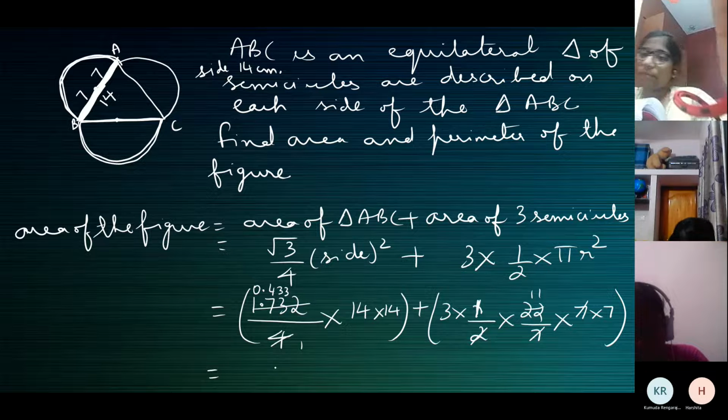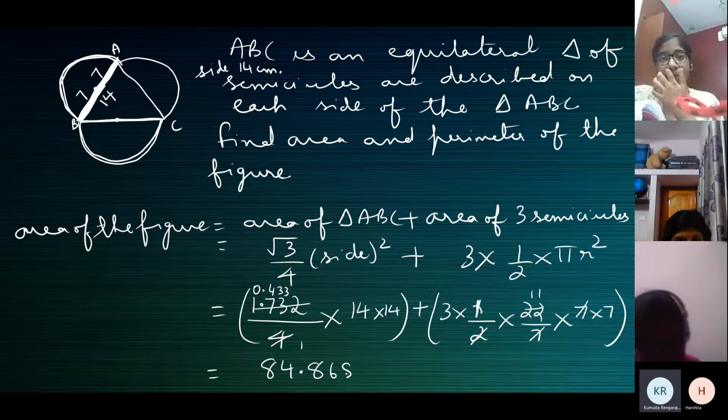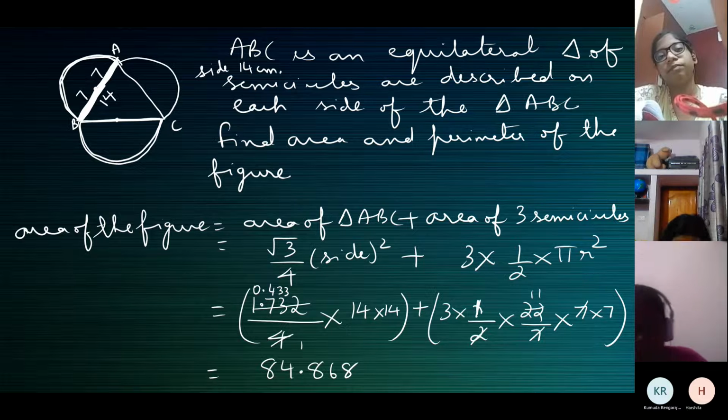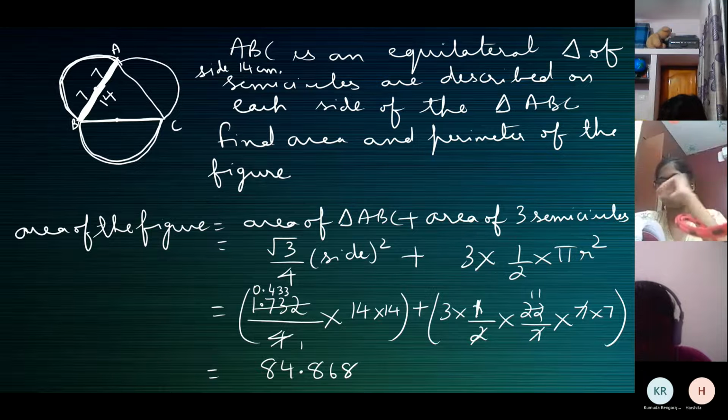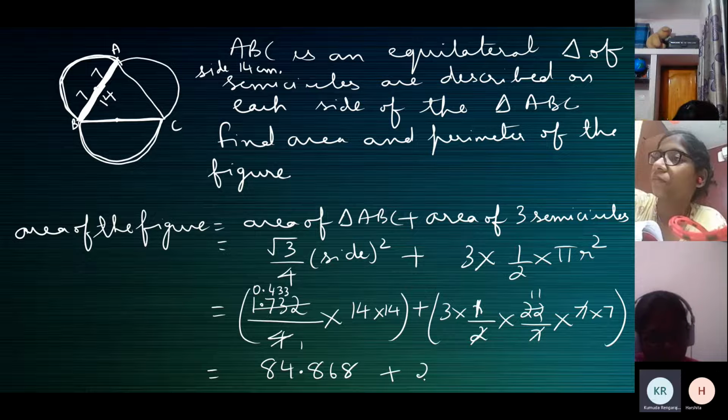84.868, ma'am. Ma'am, for 3 into 1 into 11 into 7, I'm getting 231, ma'am. Yeah, 231. Correct.